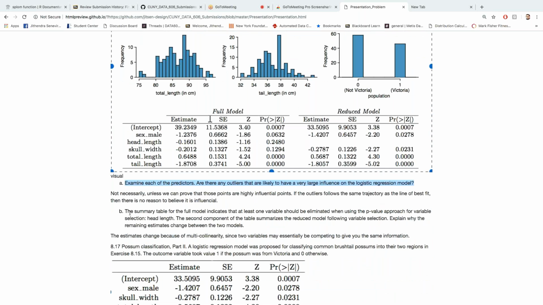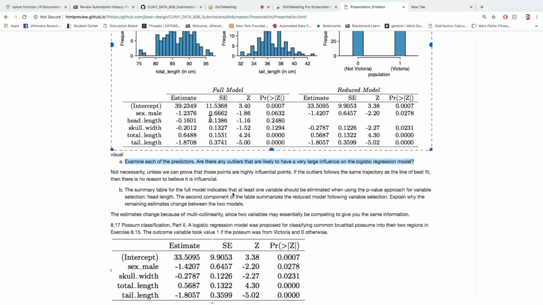And then part B was the summary for the table for the full model indicates that at least one variable should be eliminated. The second table summarizes the reduced model. Explain why the remaining estimates change between the two models. That's this table over here.